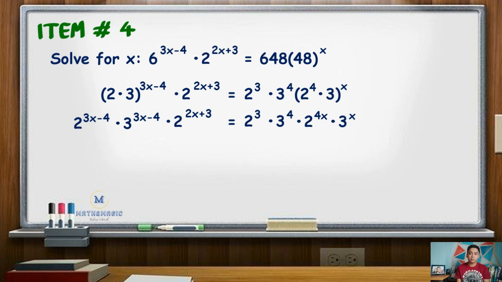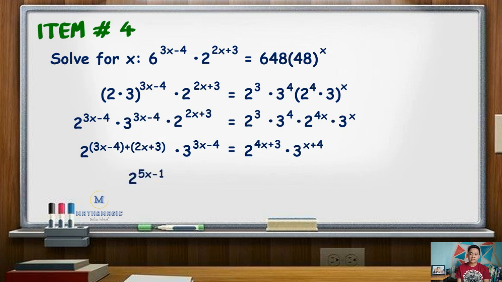By product of powers, 2 has an exponent of quantity 3x minus 4 plus quantity 2x plus 3 times 3 with exponent of 3x minus 4. That is equal to 2 raised to quantity 4x plus 3 times 3 raised to quantity x plus 4. Combining the exponent of 2 in the right side of the equation, we will have 2 raised to 5x minus 1.